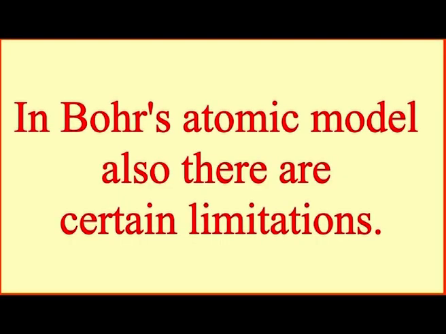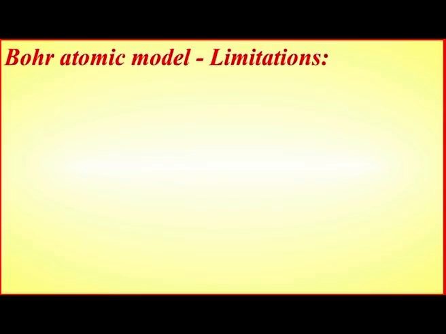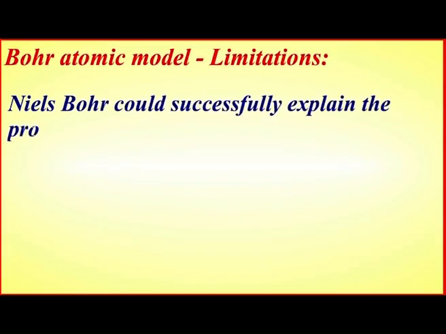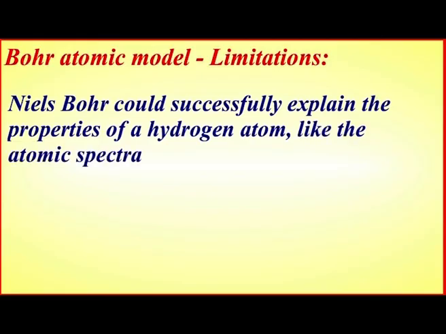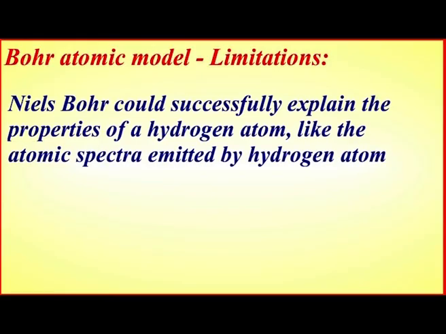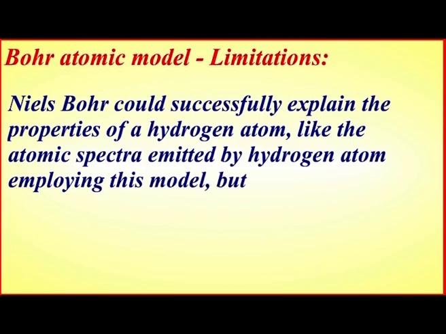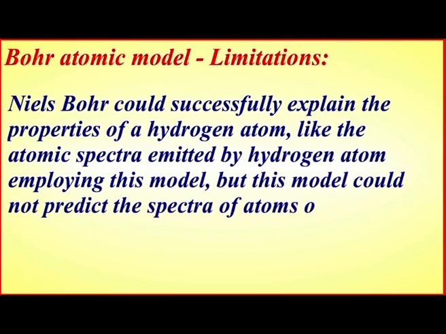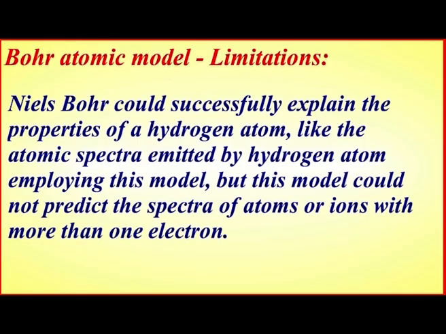My dear children, in Bohr's atomic model also there are certain limitations. Bohr atomic model limitations. Niels Bohr could successfully explain the properties of hydrogen atom, like the atomic spectra emitted by hydrogen atom, employing this model. But this model could not predict the spectra of atoms or ions with more than one electron.